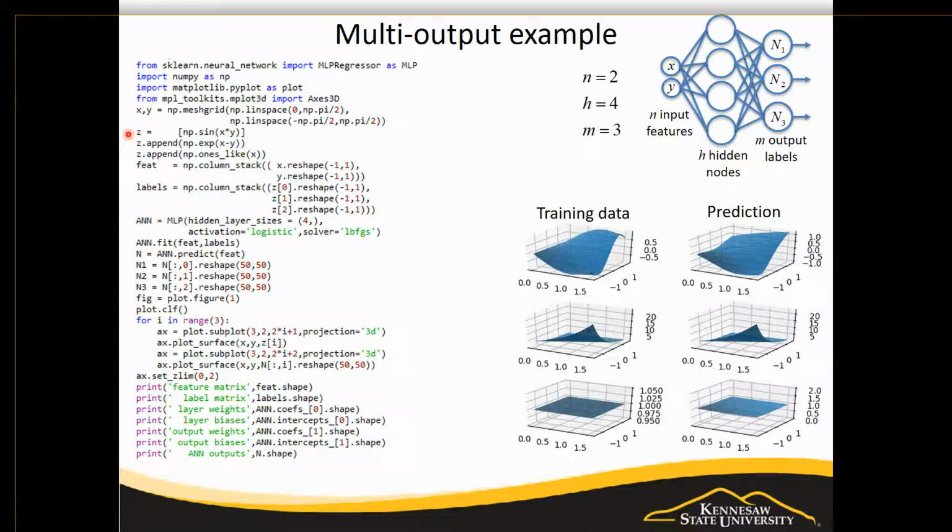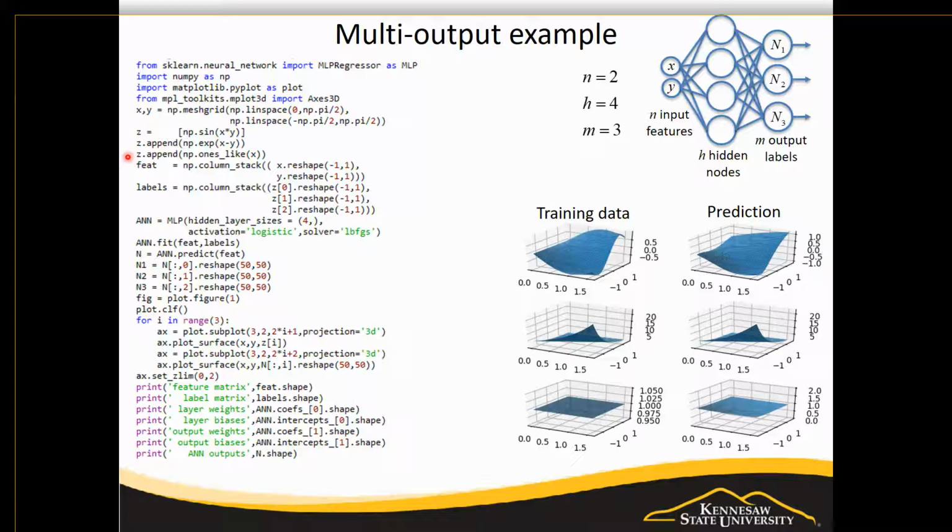So z is going to be a matrix, and I'm putting that in a list. And then I'm appending to that list the next matrix, and then I append to that list the next matrix. So now I have z as a list of 3 matrices, 2D arrays. I really shouldn't call them matrices, because NumPy matrix is different. So it's a list of 3 2D NumPy arrays.